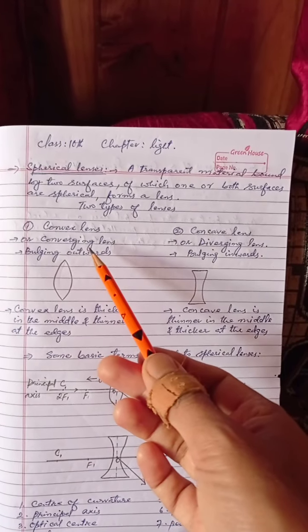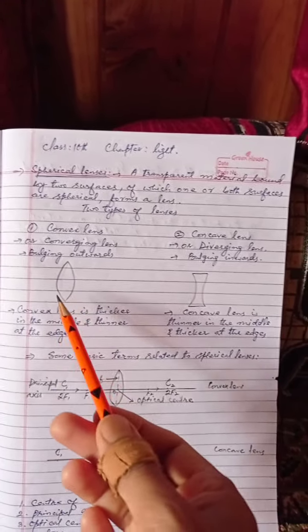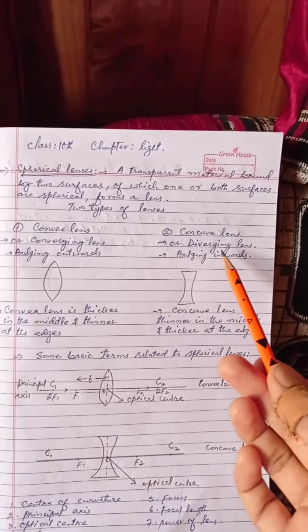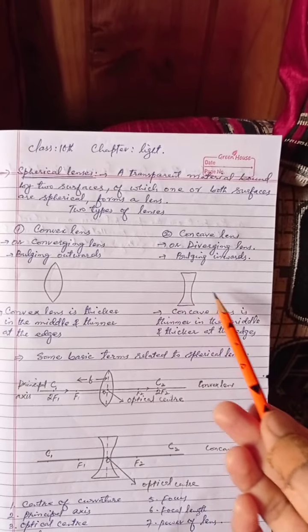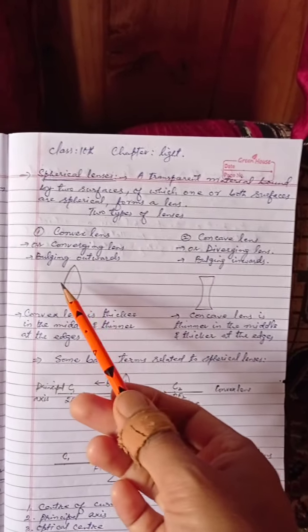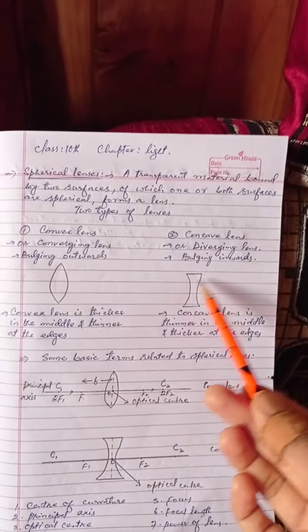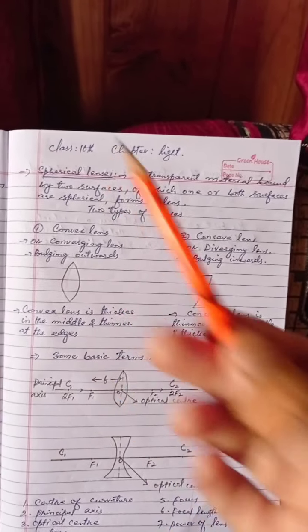This is known as converging because it converges a parallel beam of light passing through it. Similarly, this is known as diverging lens because it diverges a parallel beam of light passing through it. So after refraction, it converges. Similarly, after refraction, this lens diverges. That's why this is called diverging and this is called a converging lens.